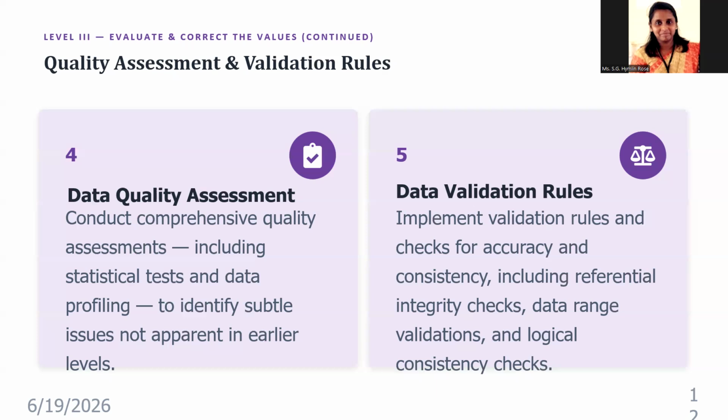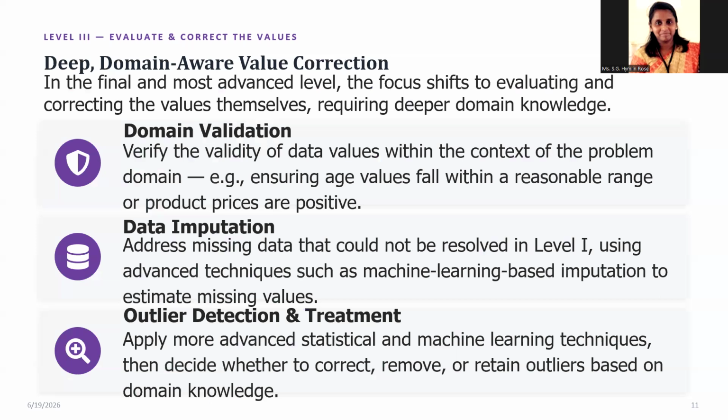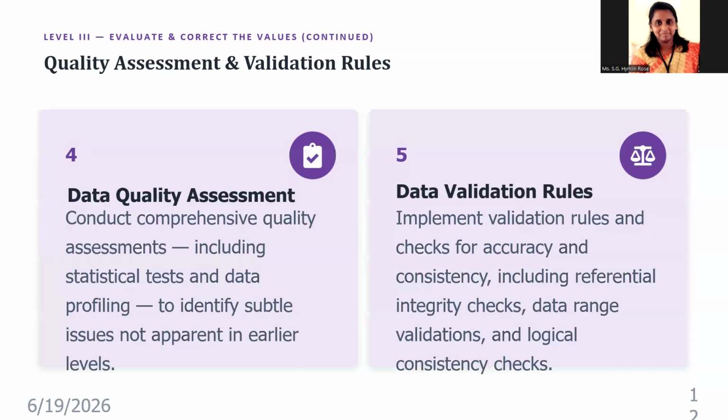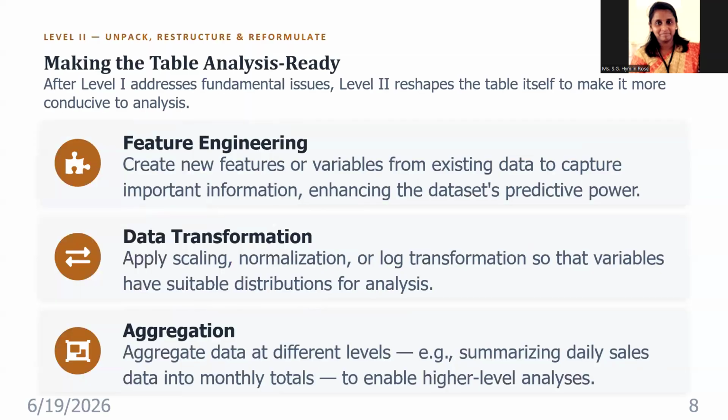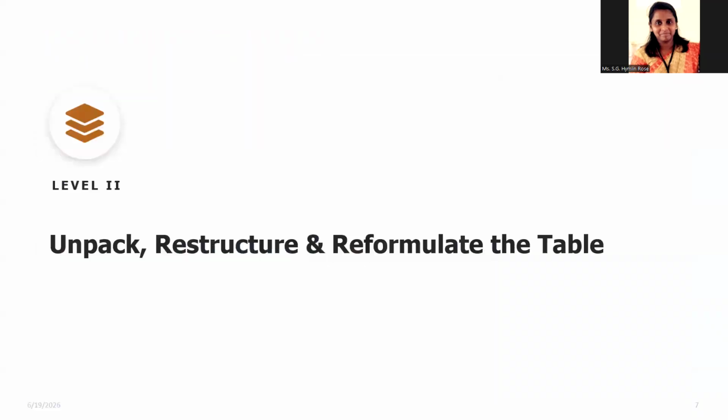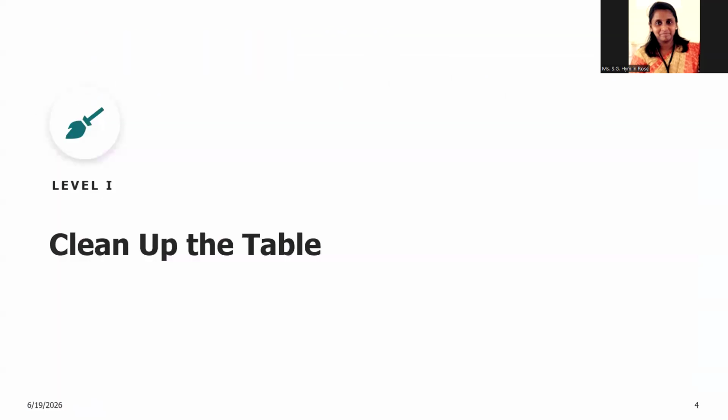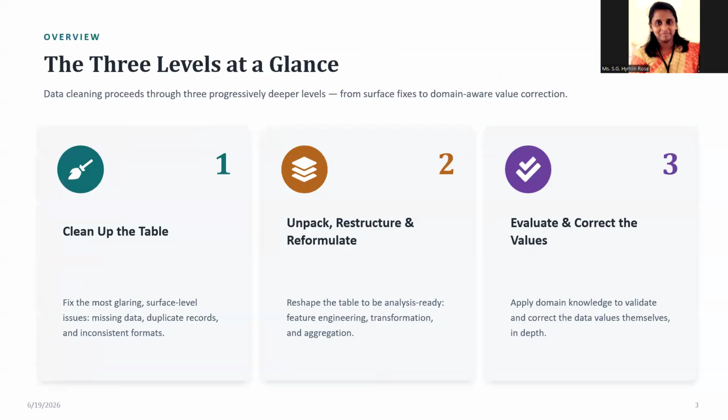So in level 3, there are 5 things: domain validation, data imputation, outlier detection and treatment, data quality assessment, and data validation rules. So these are the 3 important levels in data pre-processing: clean up the table, unpack, restructure, and reformulate, then evaluate and correct the values.